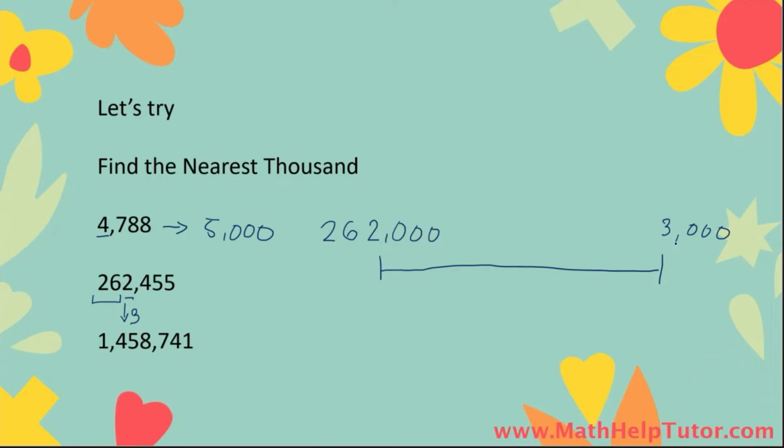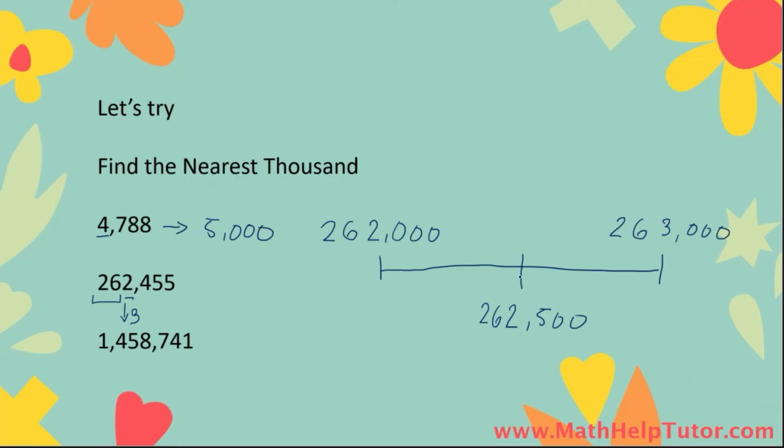But our number is not just 3,000. It's far beyond that because we have to consider the other places to the left of the place that we are rounding. So we include 2 and 6. So our next thousands place is 263,000. Now what is the value between 262,000 and 263,000? That is 262,500. Then we find our number in the number line.